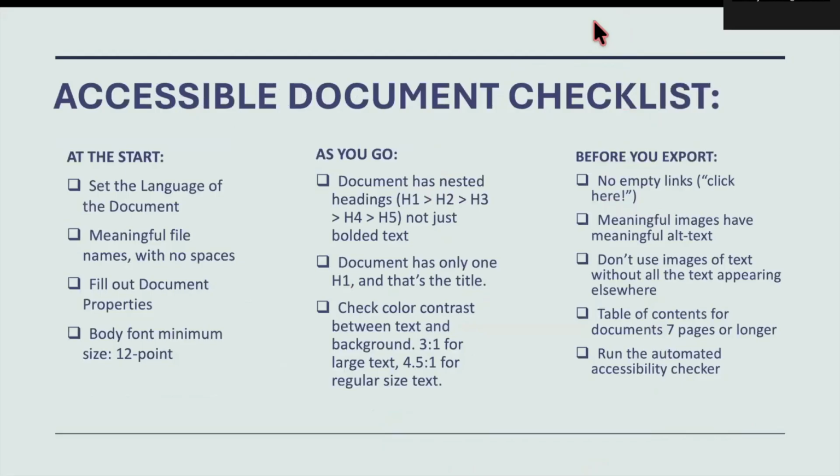Okay, this is what the Office of Accessibility Services has come up with as an accessible document checklist consisting of accessibility fundamentals. And we've broken this checklist up into three sections. Things you do at the start of creating an accessible document, things you do as you go along, building that accessible document, adding content, and things you do just before you export to ensure that document's accessibility.